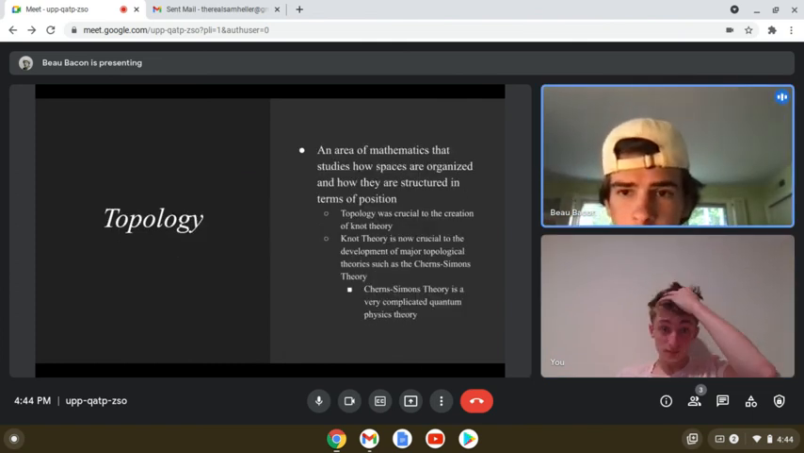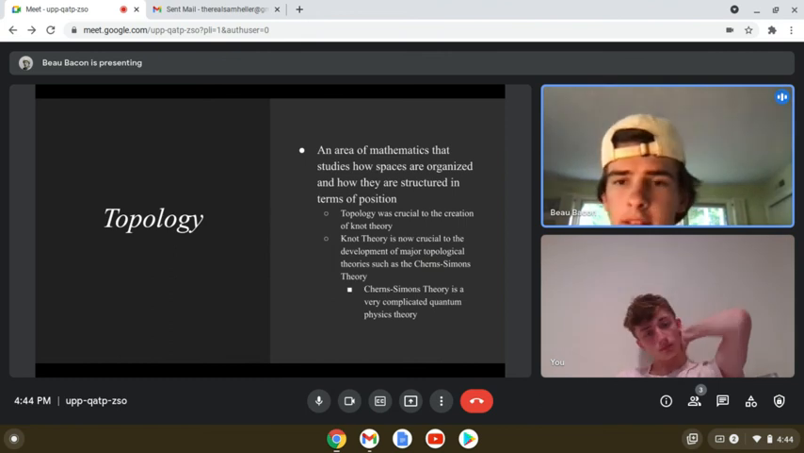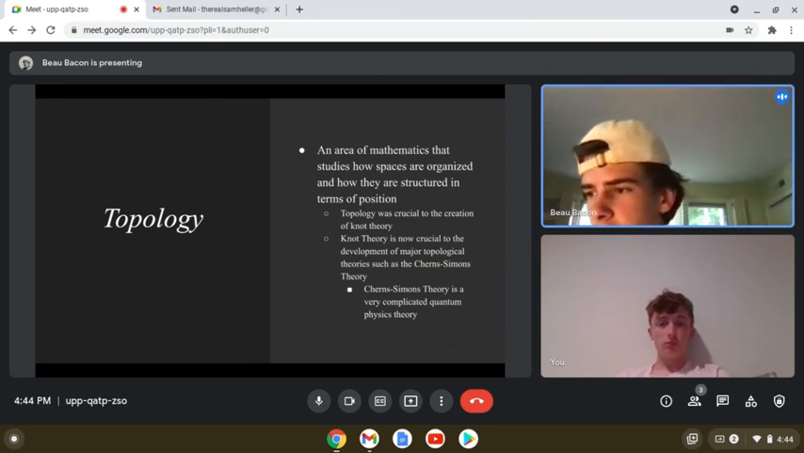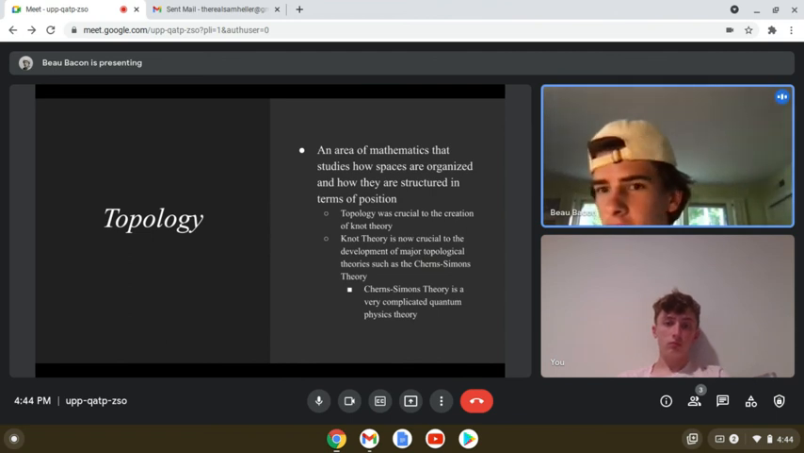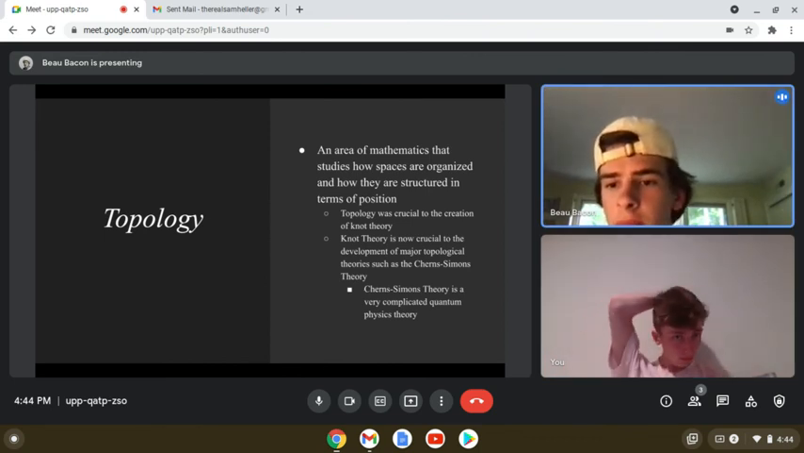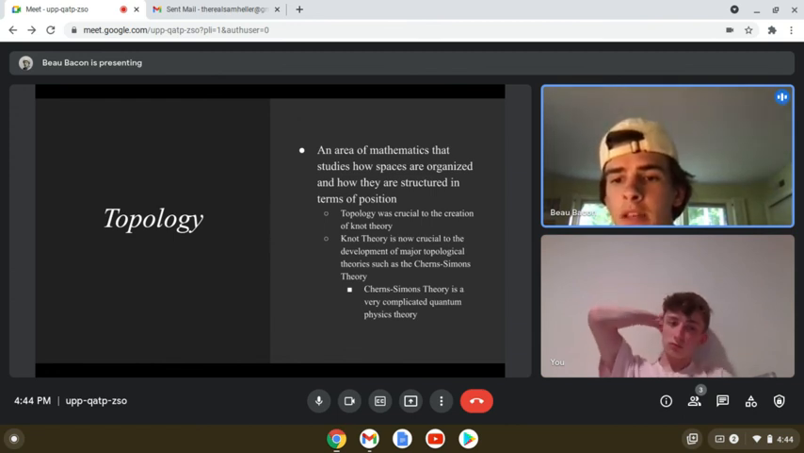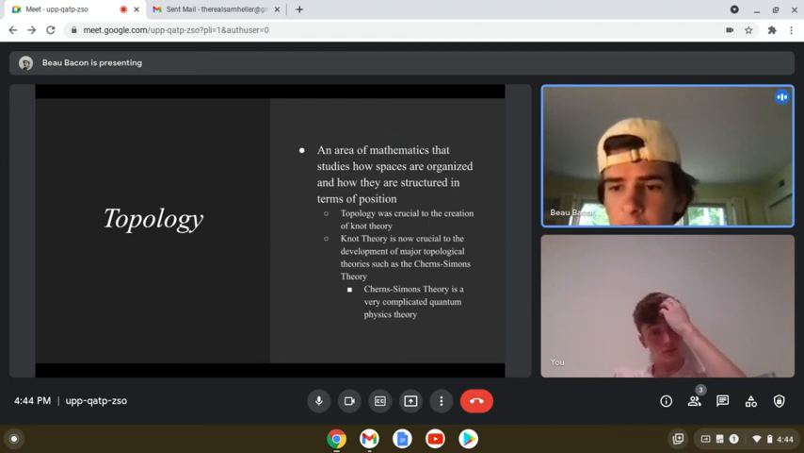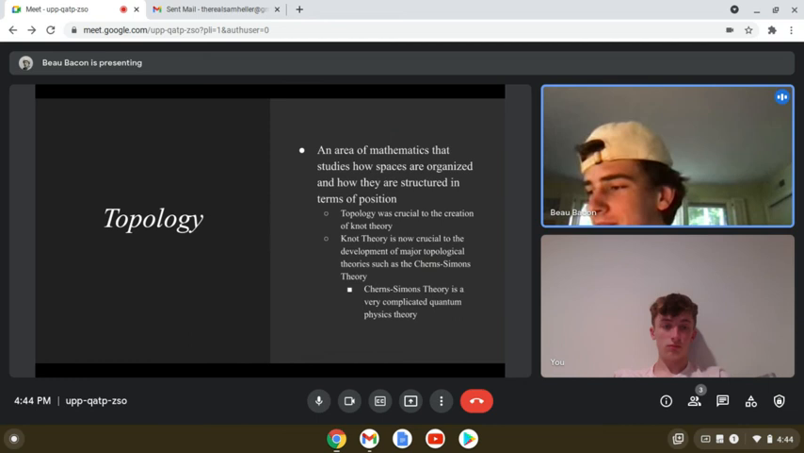Okay, so next is topology, and this is an area of mathematics that studies how spaces are organized and how they're structured in terms of position. In more simple words, I've thought about it as just the study of the way things are in the world, in space: how something's oriented, how you can represent it with numbers. That was crucial to creating knot theory, but knot theory has also affected topology in the inverse. It has been crucial to the development of major topological theories such as Chern-Simons theory, which is a very complicated quantum physics theory.